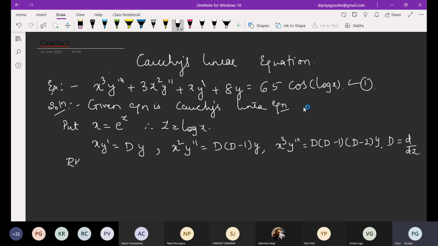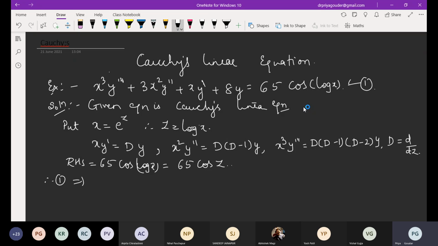You can take your RHS part. RHS is 65 cos of log x, which has to be written in terms of function of what? Isn't it z? So log x is z. Done. Now let us substitute all these in equation 1.